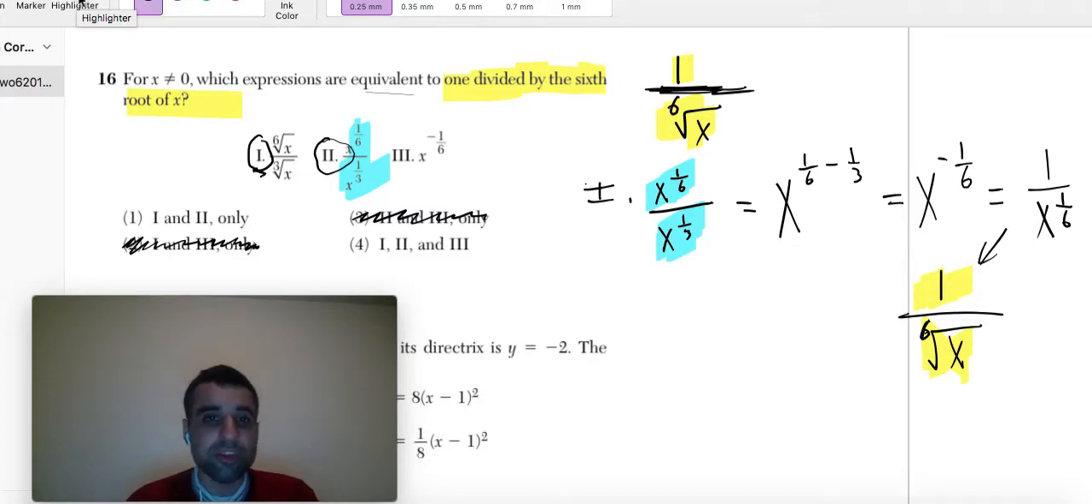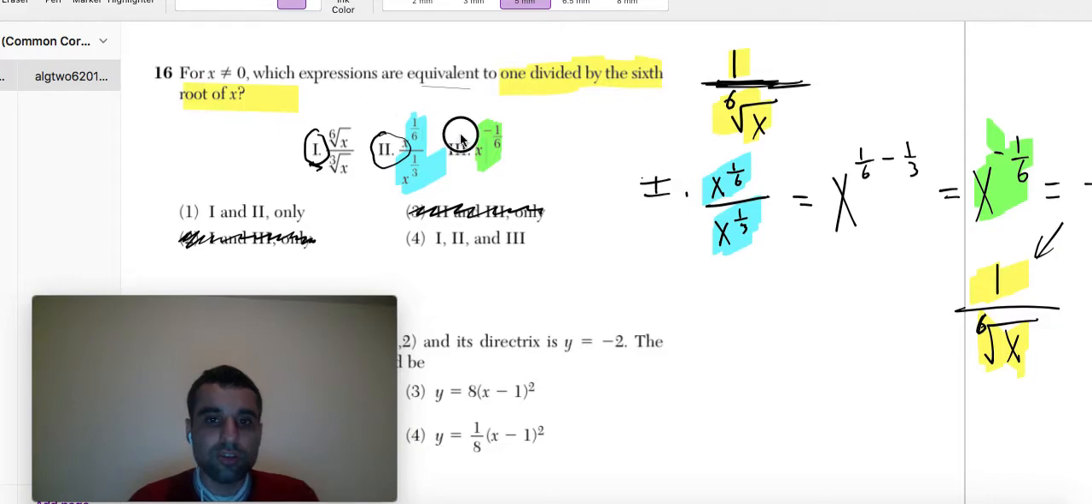Now let's look at 3. I got x to the negative 1/6 here. I'll use a different color, let's say green. X to the negative 1/6 here, right? As part of the step when I was simplifying option 1, that was also equal to x to the negative 1/6. So since all of those are equivalent to each other, even 3 has to be true. So all 3 of these are true.